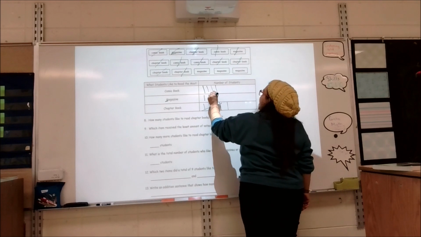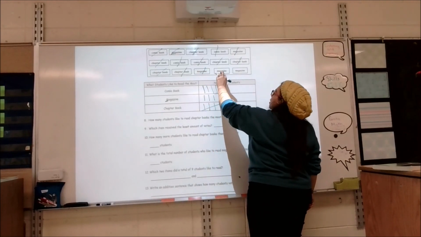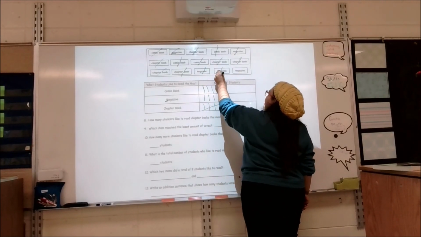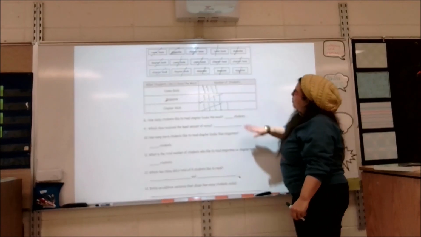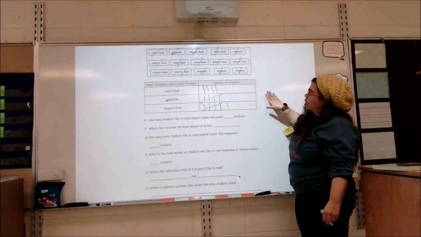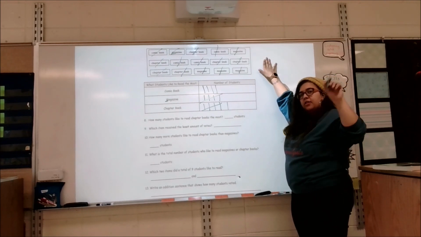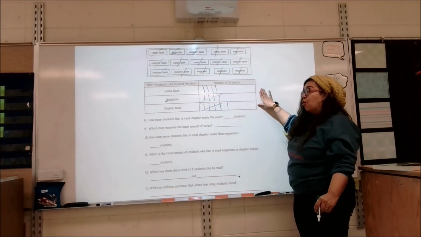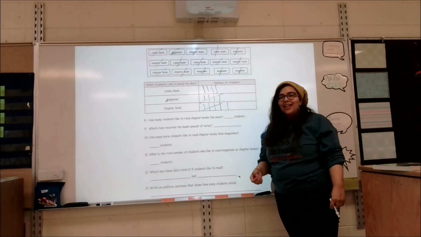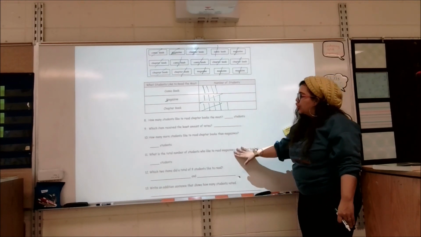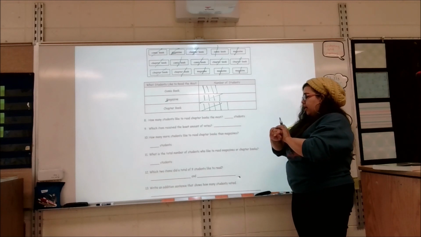Then magazine, and magazine. Now, we have collected, check, organized or sorted, check. Now we're able to interpret our data.